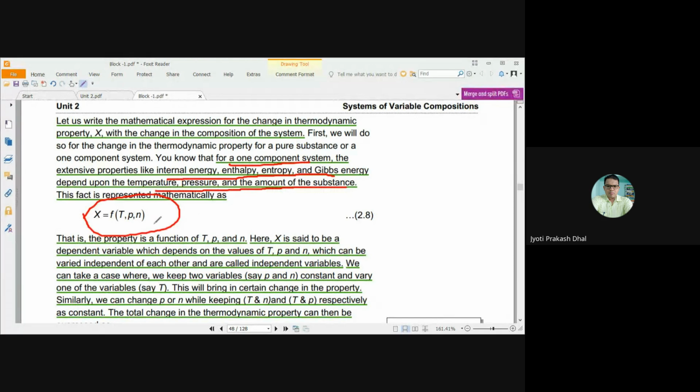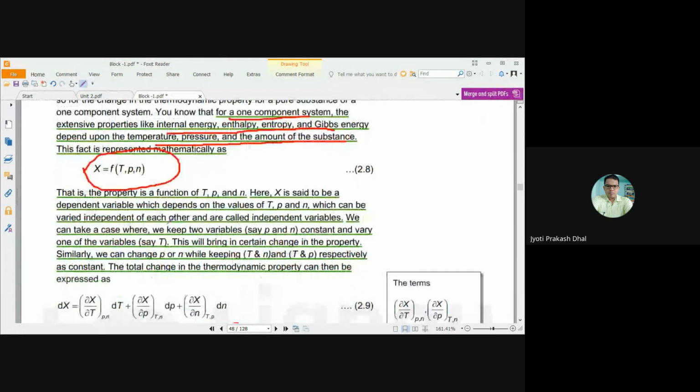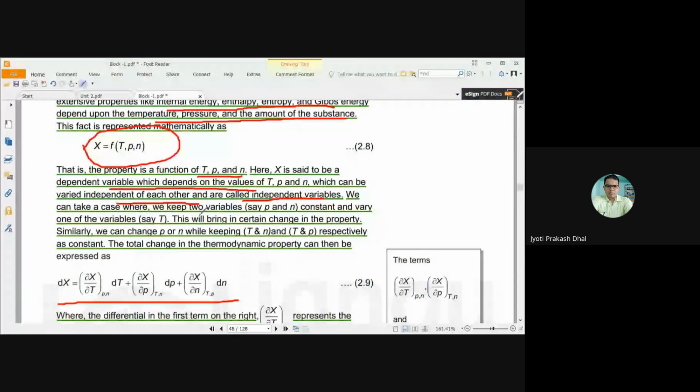So X is a function of T, P, and N. That is, the property is a function of temperature, pressure, and number of moles. Hence, X is said to be a dependent variable which depends upon the values of T, P, and N, which can be varied independent of each other and are called independent variables. We can take the case where we keep two variables, suppose pressure and number of moles, constant, and vary the other variable.